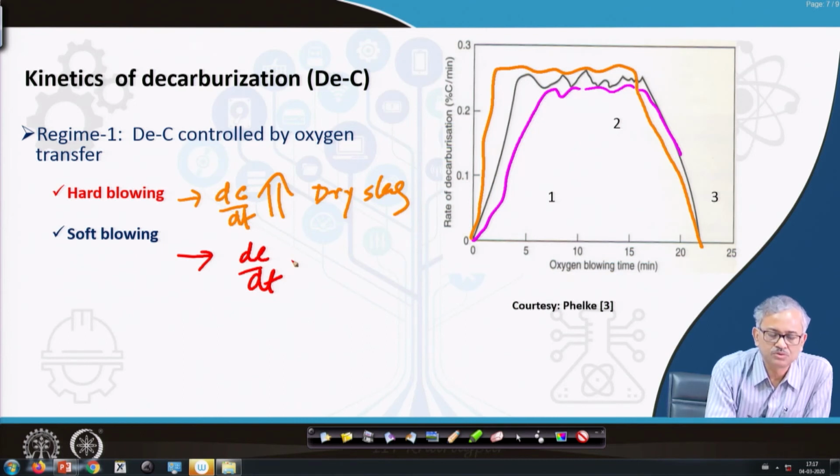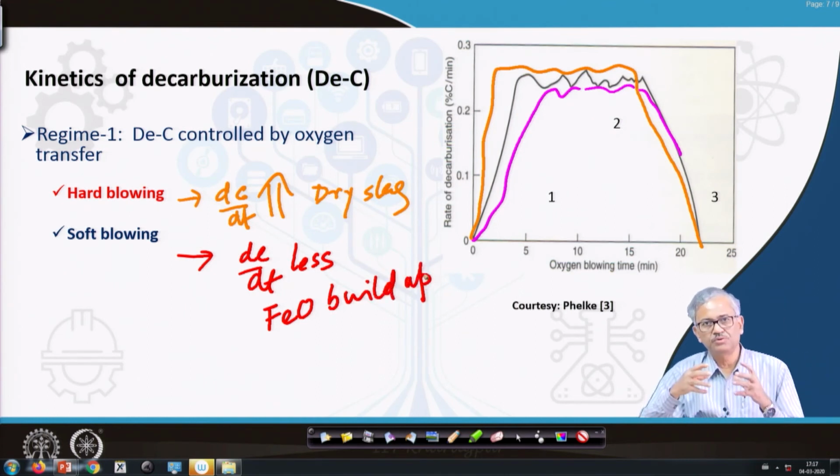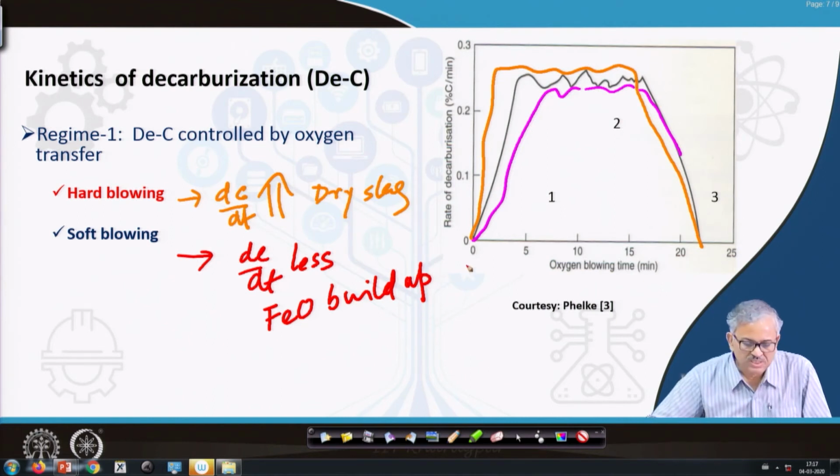DCDT less. Okay, so DCDT less. And you have FeO buildup in the slag, because the rate of generation of FeO is much greater than the rate of decarburization. So you can build up the FeO into the slag, and DCDT is usually much less in case of the soft blowing. That is the two things you can understand.